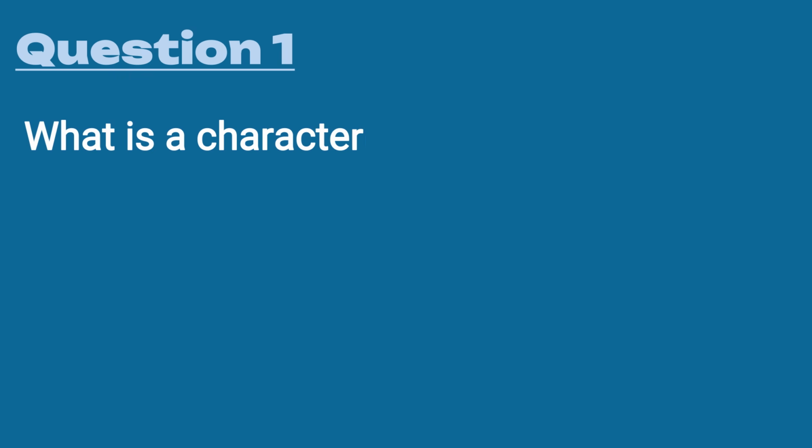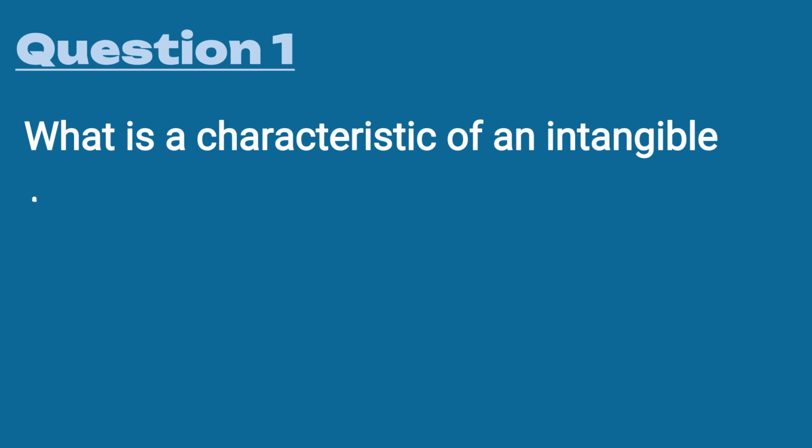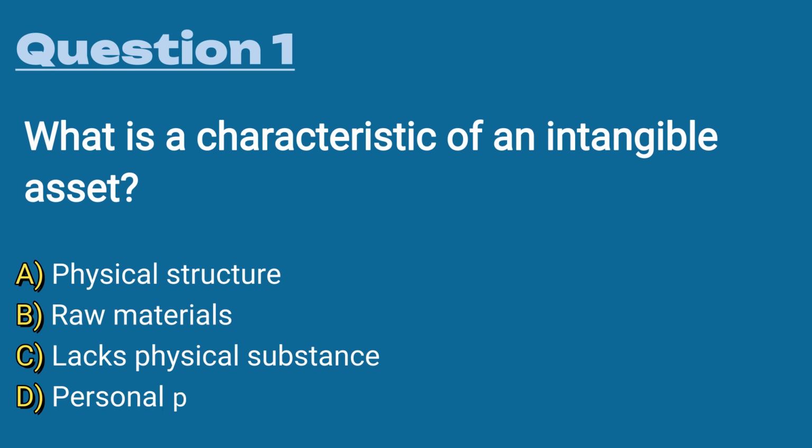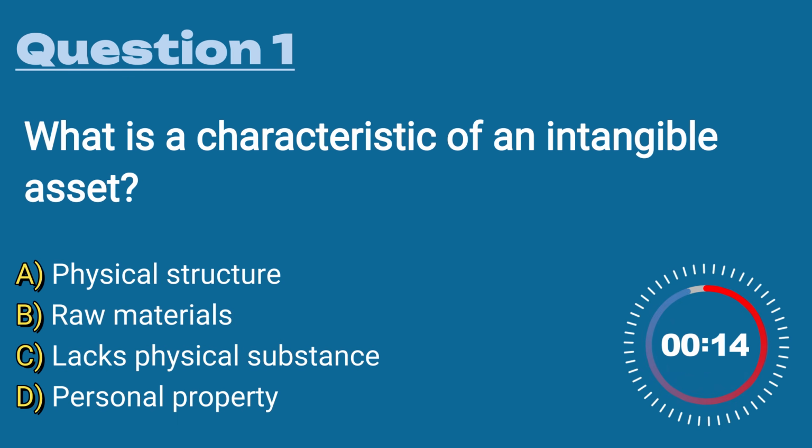What is a characteristic of an intangible asset? A, physical structure. B, raw materials. C, lacks physical substance. Or D, personal property.